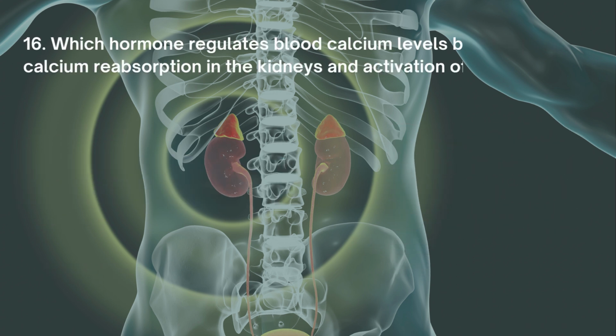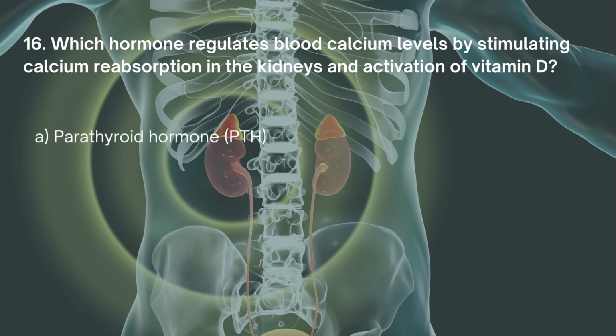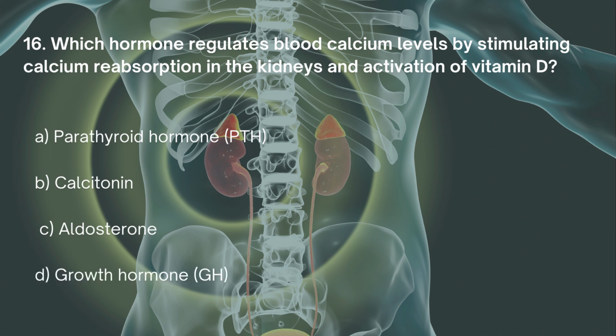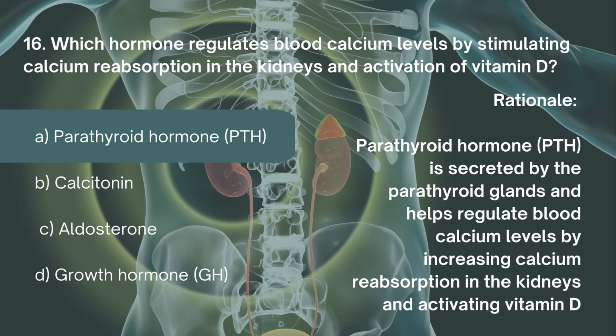16. Which hormone regulates blood calcium levels by stimulating calcium reabsorption in the kidneys and activation of vitamin D? A. Parathyroid hormone, PTH. B. Calcitonin. C. Aldosterone. D. Growth hormone, GH. Rationale: Parathyroid hormone, PTH, is secreted by the parathyroid glands and helps regulate blood calcium levels by increasing calcium reabsorption in the kidneys and activating vitamin D.